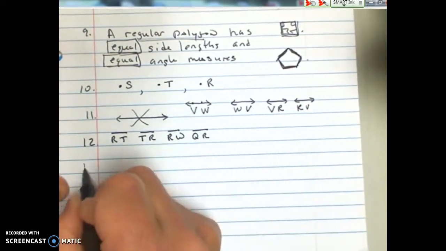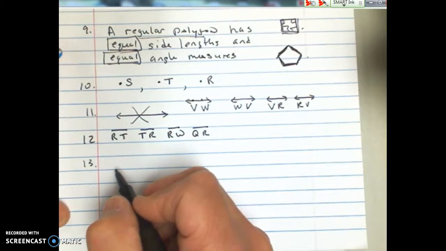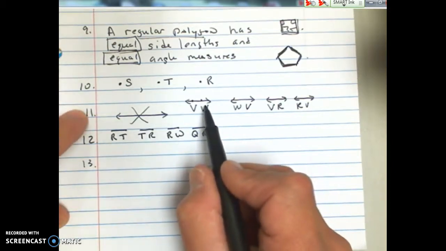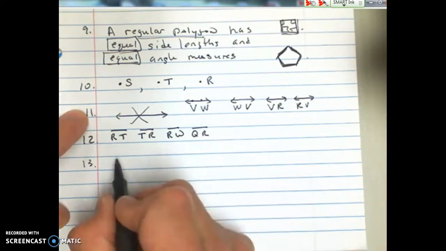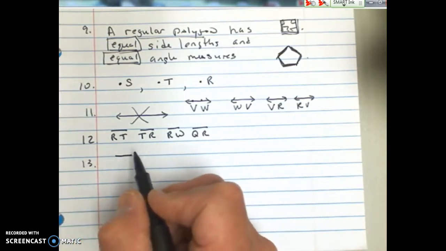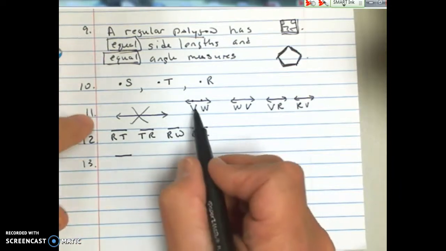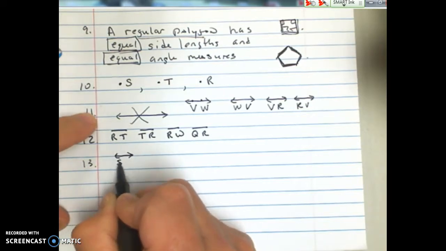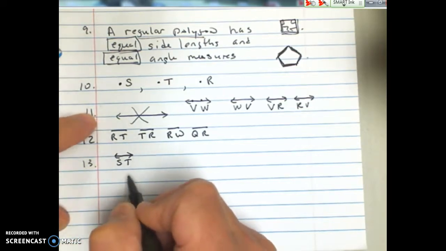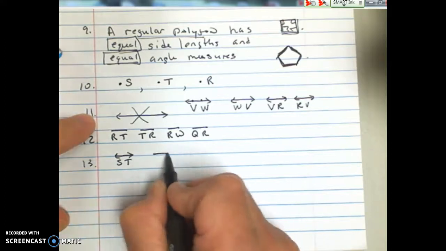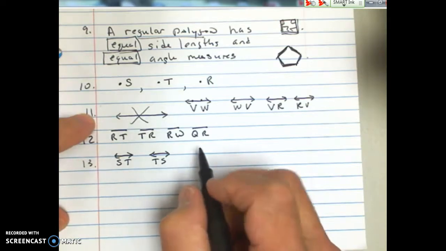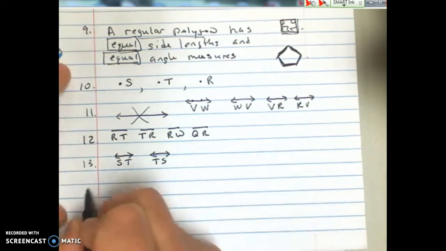Number 13, a line that's parallel to the line in exercise 11. So whatever you put down for number 11, you need a line that is parallel. Parallel means they don't cross. So if we picked line VW, a line that goes parallel would be line ST. Or you could write it like this, line TS, either one is fine. Those would probably be the choices.